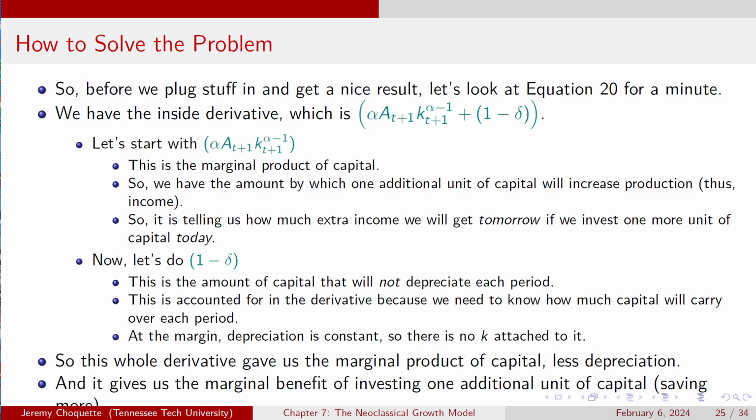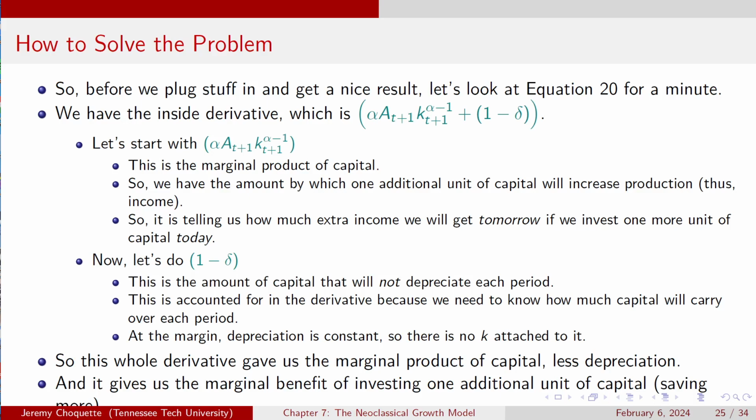Well, that inside derivative thing is alpha times at plus 1 times kt plus 1 to the alpha minus 1 plus 1 minus delta. Okay, let's start with that alpha times at plus 1 times kt plus 1 to the alpha minus 1. That's my marginal product of capital. It's the amount by which an additional unit of capital increases production, thus income. So it tells me how much extra income I'll get tomorrow if I invest 1 more unit of capital today. So if I invest 1 more unit of capital, that marginal product of capital would be equal to alpha times at plus 1 times kt plus 1 to the alpha minus 1.